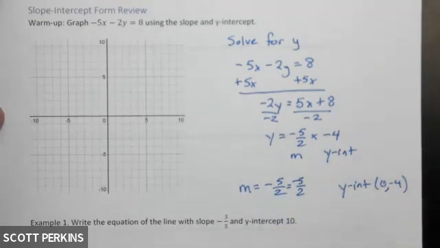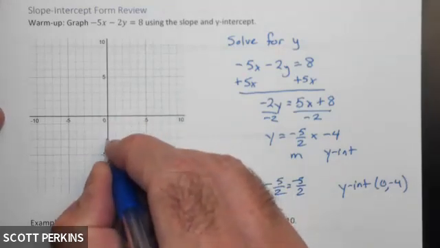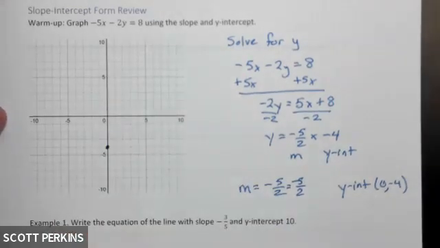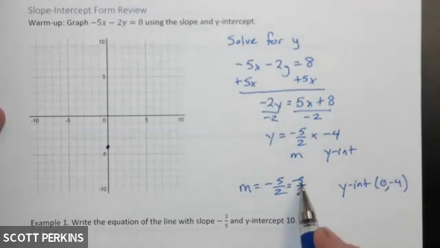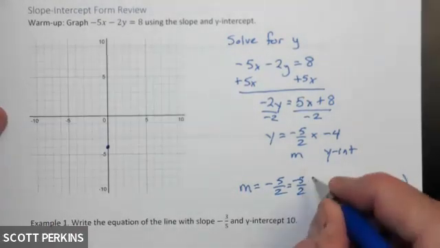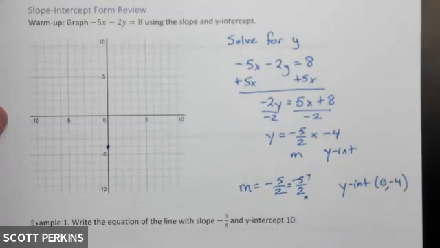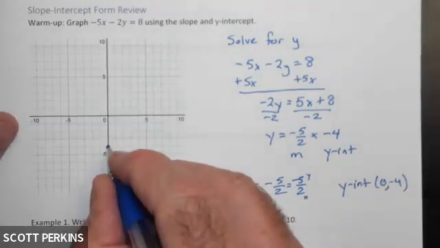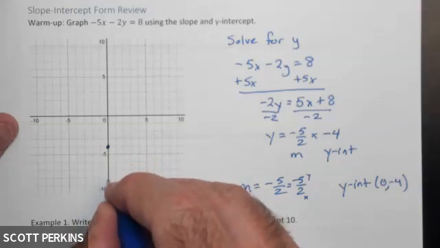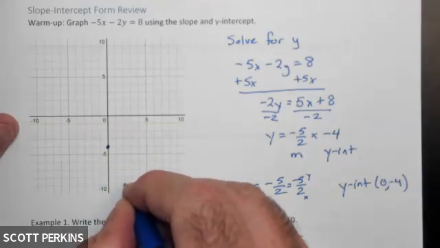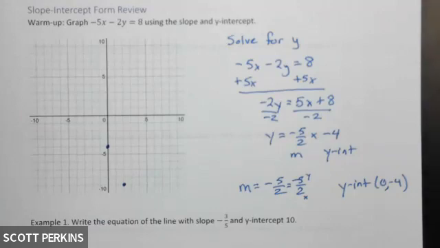I start my graph at the (0, negative 4). So 1, 2, 3, 4 units down, I make a nice dot. And then the slope is negative 5 over 2. Slope is always y over x, rise over run. So that means negative 5 in the y direction, 2 in the x direction. So negative 5, 1, 2, 3, 4, 5, and then 1, 2. Boom.